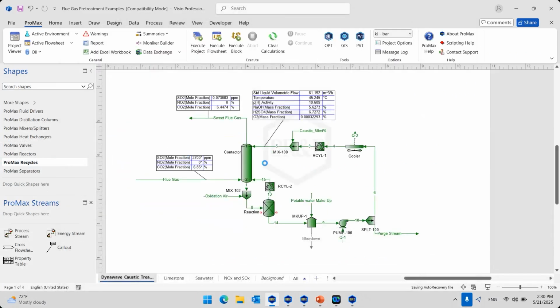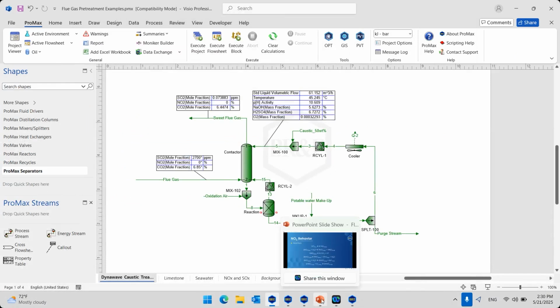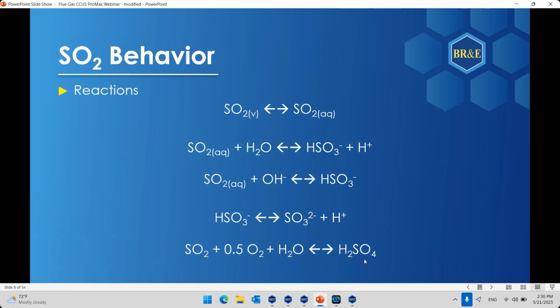So in the contactor, we are capturing this SO2, and when in contact with air, we are going to model the reaction. The reaction we are actually modeling over here is this last reaction: SO2 plus oxygen plus water, and we are creating H2SO4.